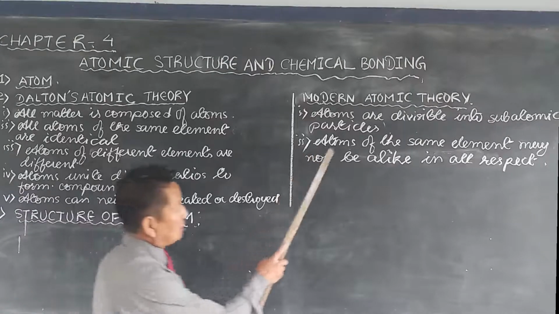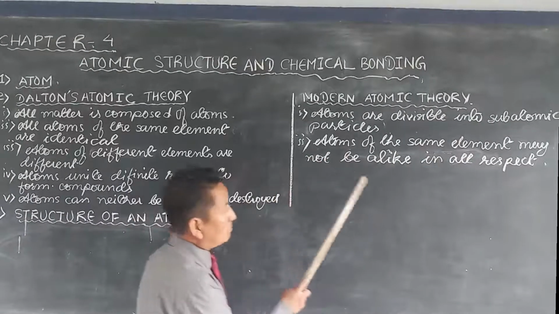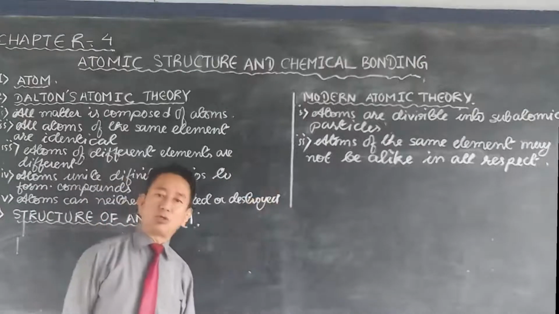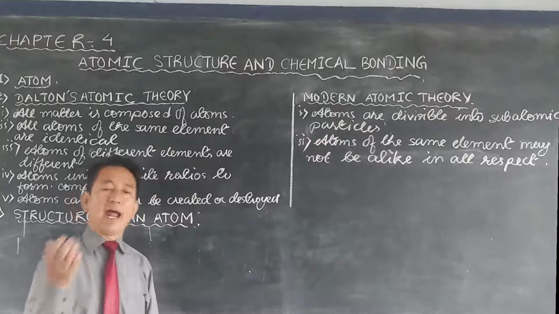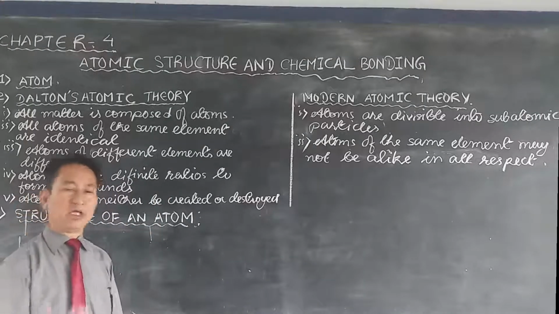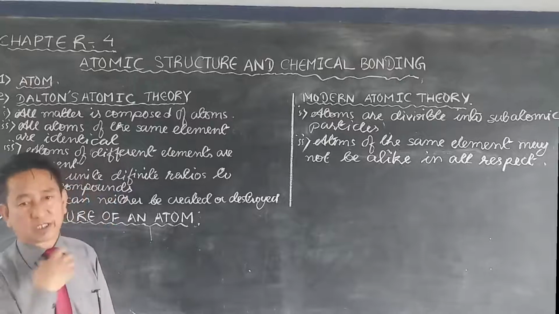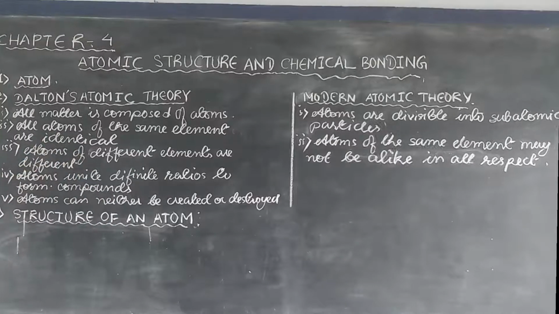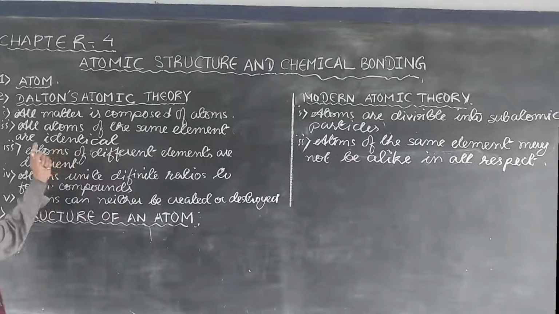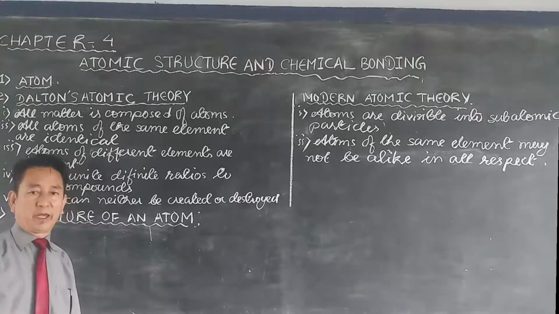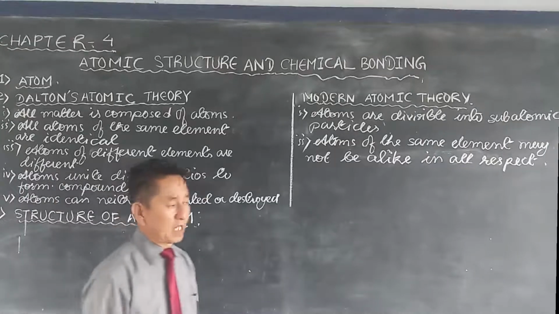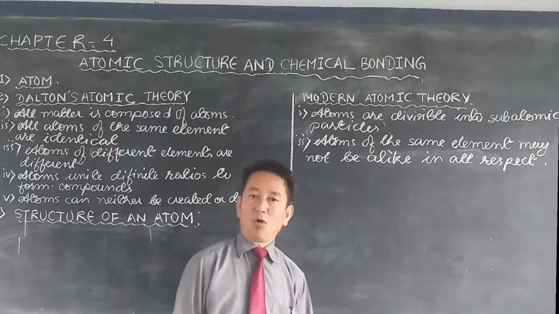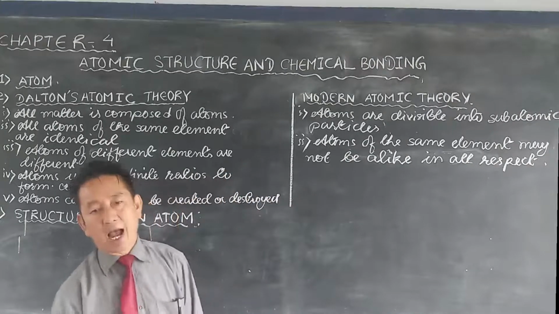Number two, atoms of the same element may not be alike in all respects, as in the case of isotopes. Isotopes are atoms of the same element having the same atomic number but different mass number. John Dalton said atoms of the same element are identical in all respects, but according to modern atomic theory, atoms of the same element may not be alike in all respects, as in the case of isotopes.